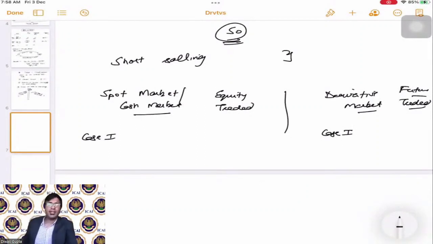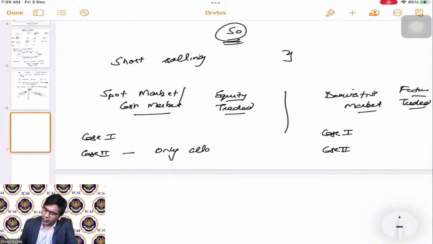Now, if you have information that price will go up, what you can do is either buy the equity share in the spot market or buy a future in the derivatives market. But case 2, which is short selling, is only allowed intraday here. Intraday means within one day.